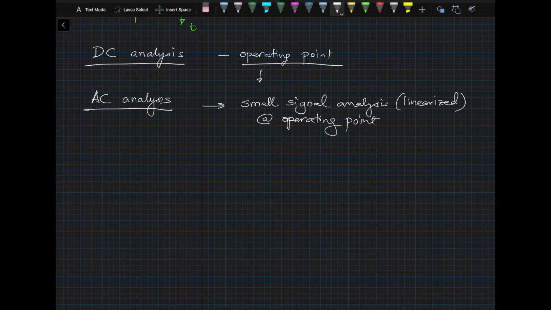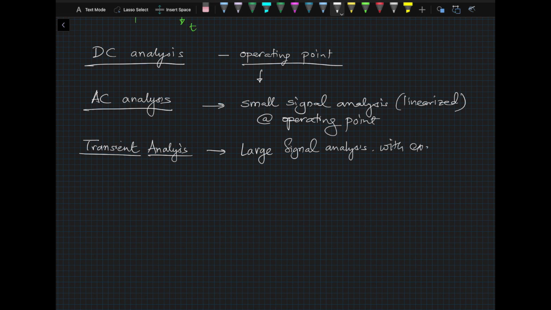Okay, and the last one we talked about was transient analysis. In this case we are literally solving equations. So this is large signal analysis, with exact circuit or device models.